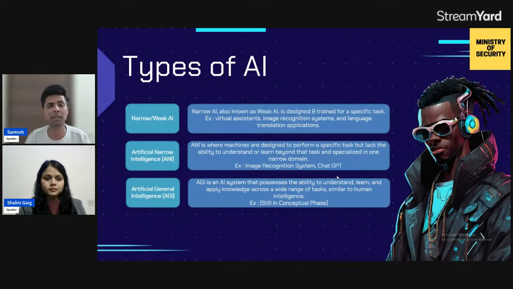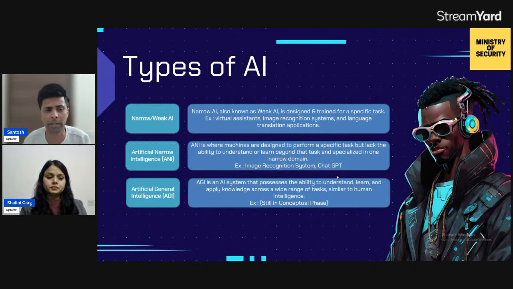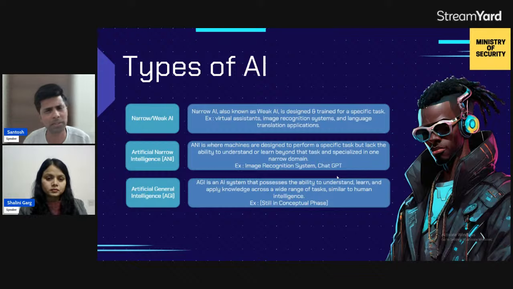So these are the three different types of AI which are in existence, but there are many more types of AI, like artificial super intelligence, which is extremely far beyond and still in the conceptual phase. These are the types of AI.